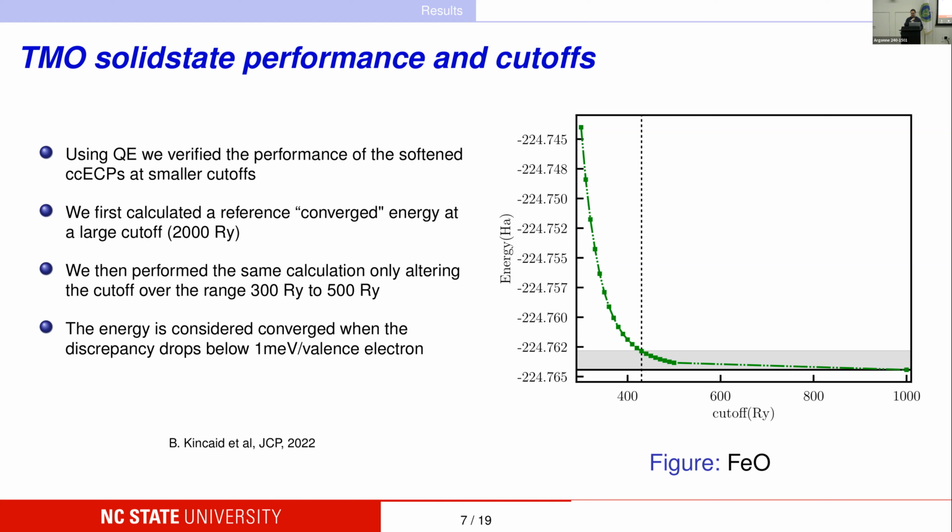And then we essentially scanned through it every 10 Rydberg from about 300 to 500. This gray region shows the region that we call converged. It is less than 1 meV per valence electron within that band. And so for FeO in this case, it crossed that threshold at 430 Rydberg.